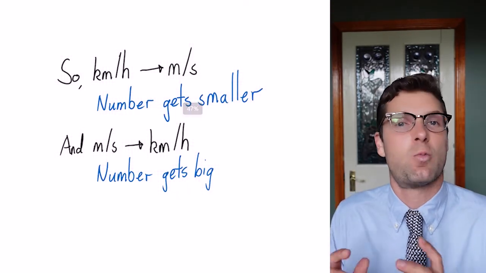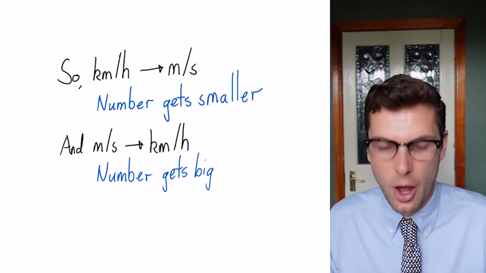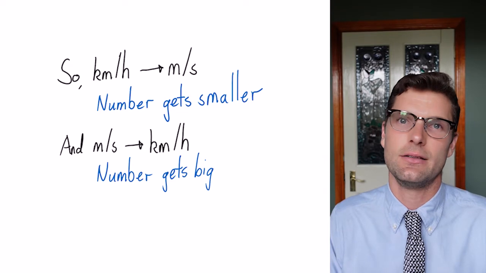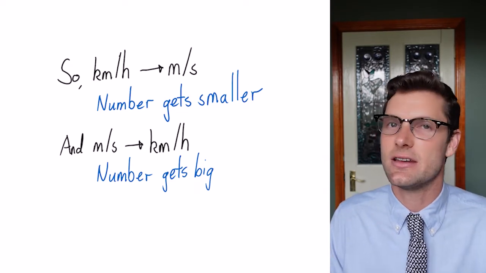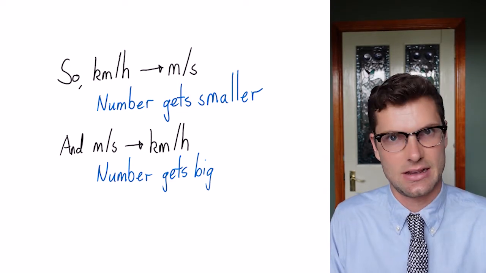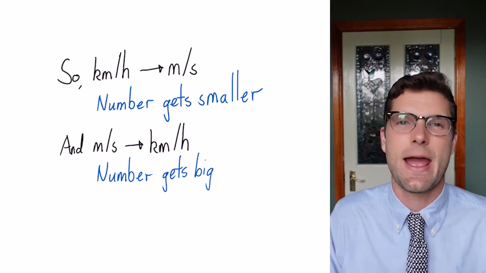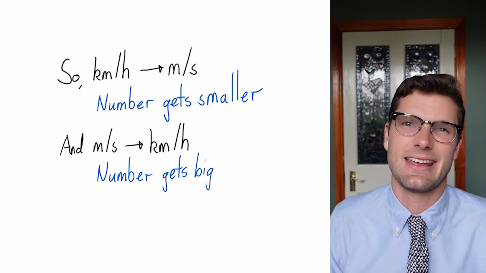So if you want just one hard and fast rule, going from kilometers per hour to meters per second, the number gets way smaller. The speed obviously doesn't change, but the number is going to get smaller. And going from meters per second up to kilometers per hour, the number out the front is going to get larger.